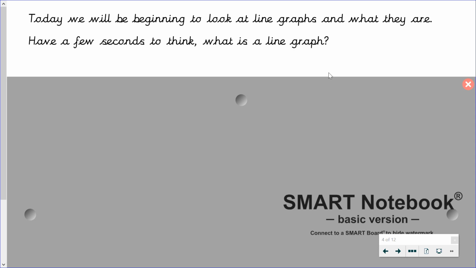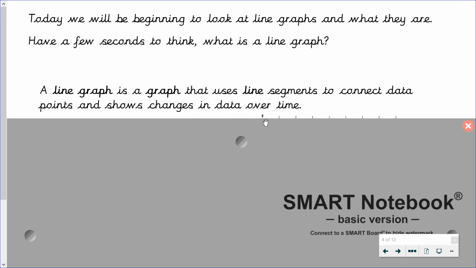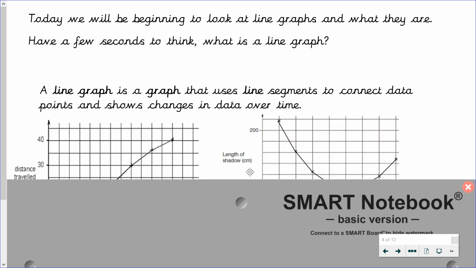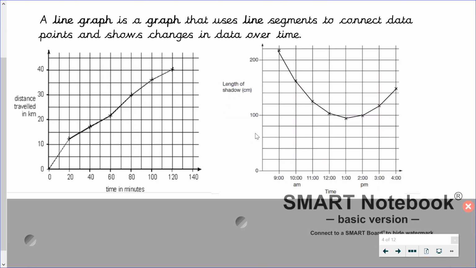Well, I can't bear the silence any longer, so we shall carry on. So what is a line graph? A line graph is a graph that uses line segments, parts of lines, to connect data points and show changes in data over time. So we mark our data and then we join it with lines, basically. So here are some line graphs. Hopefully you are recognizing them.